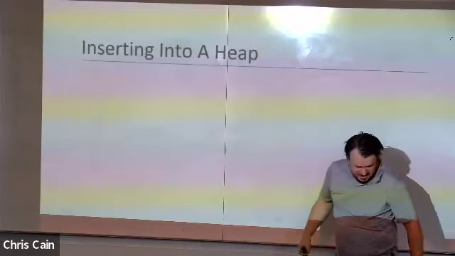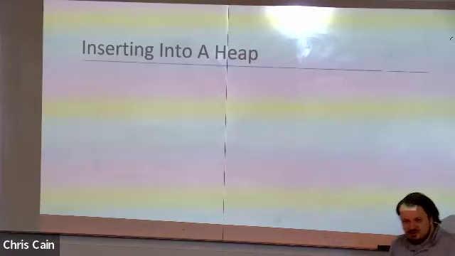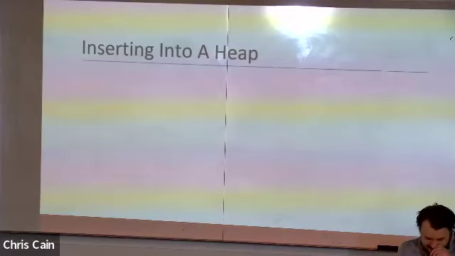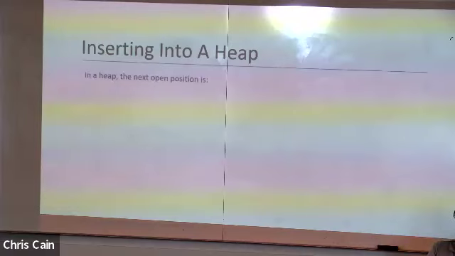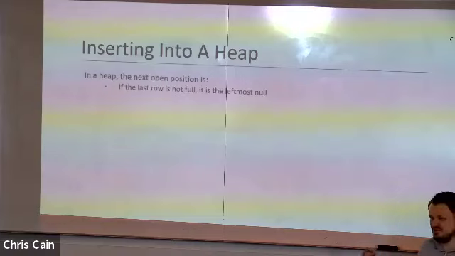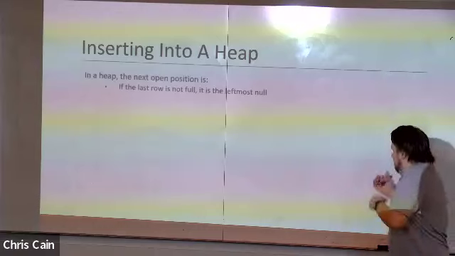Let's talk about the actual insertion process. So how do we add things to this existing heap? We start with, where is the next open position? Think about it: if the last row is not full, then find the leftmost null child, basically, the leftmost next position we have.